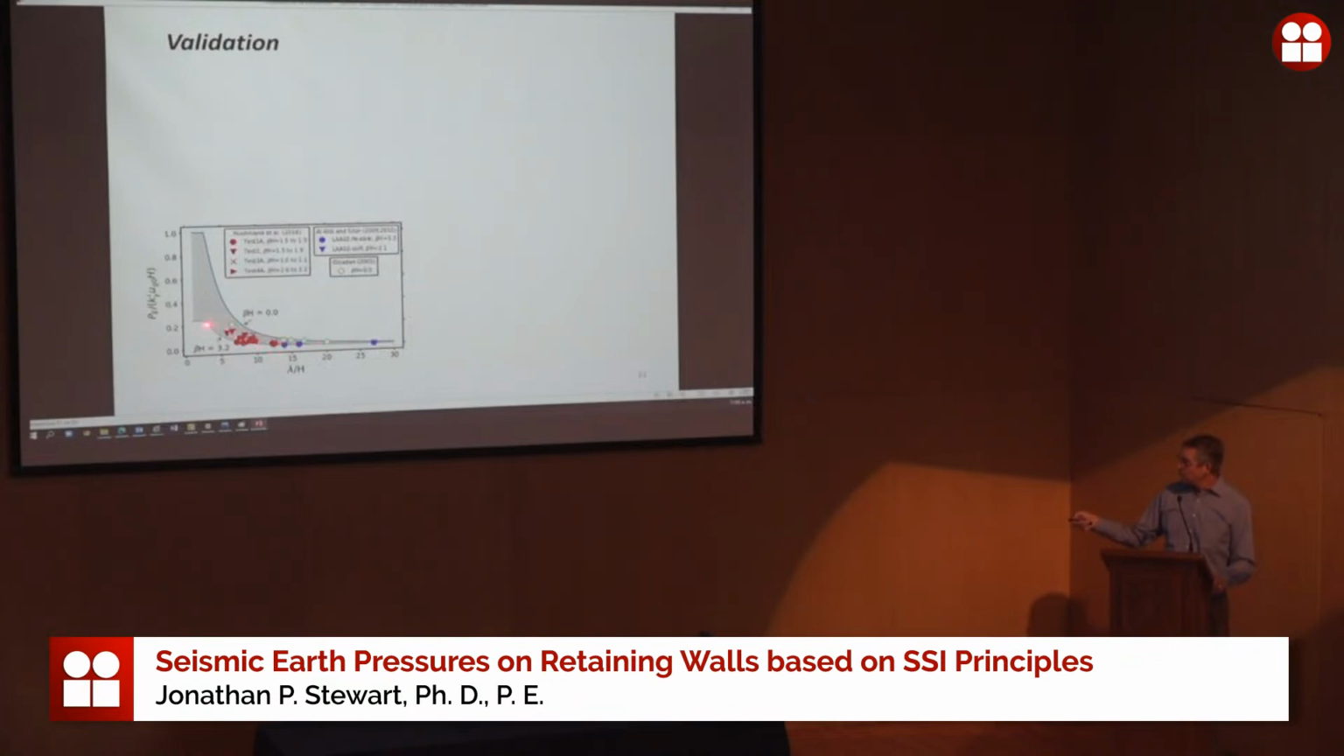You'll notice that generally speaking, there is a decay in these forces as you increase lambda over H, as the theory requires. These are all for relatively flexible systems, these experiments. Remember, Ostadon is rigid, and so you see that Ostadon does lie above these other solutions here.